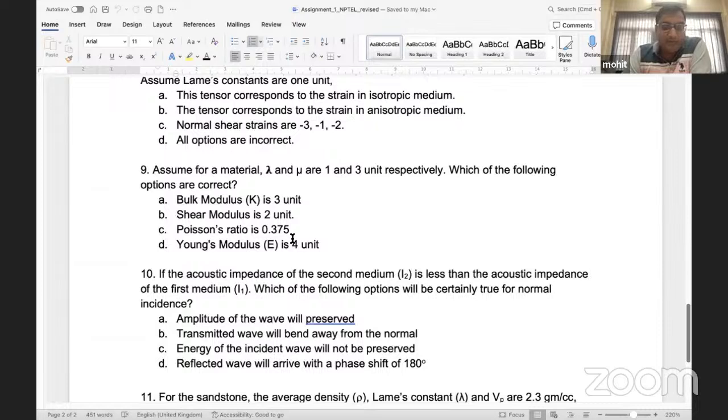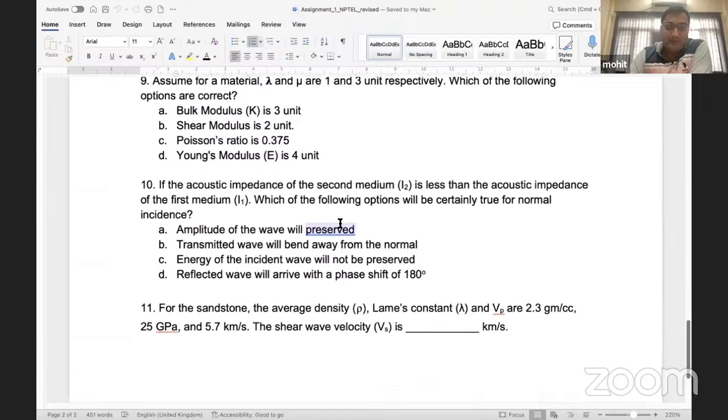Poisson's ratio is lambda by 2 in bracket lambda plus mu. So that should come out to be 0.125. So option C is also incorrect. And option D, Young's modulus, that you can easily solve for. That is mu in bracket 3 lambda plus 2 mu divided by lambda plus mu. That should come out to be 6.75. So option A is correct.